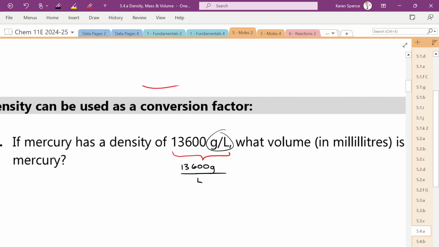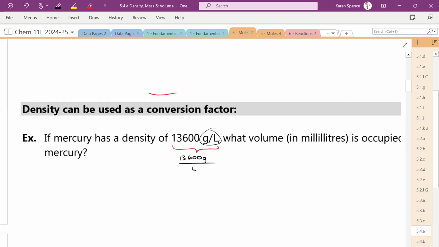So we want to find the volume in milliliters that is occupied by mercury. Do you guys want to try that one? I know you have the answer in front of you, but do you want to get yourself a piece of paper and try it out? If you need paper, there's blank paper at the back of the room.